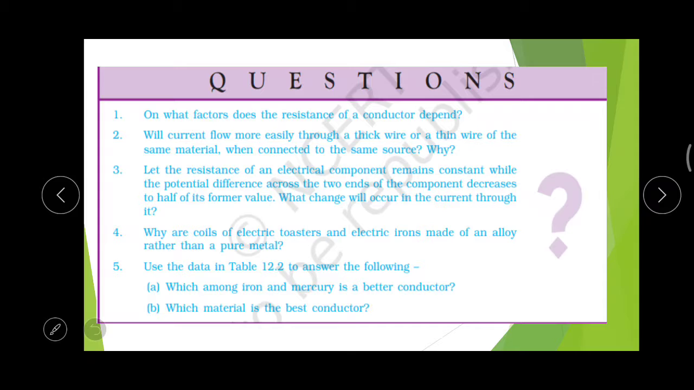Now let us come to the third question. Let the resistance of an electrical component remain constant while the potential difference across the two ends of the component decreases to half of its former value. What change will occur in the current through it? So R is equal to V divided by I. Here R will remain constant. We are just changing the V to V by 2, isn't it?